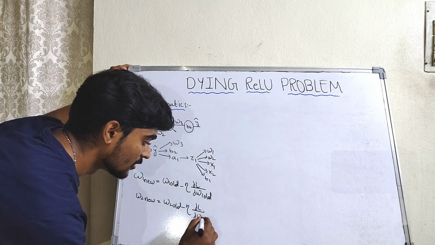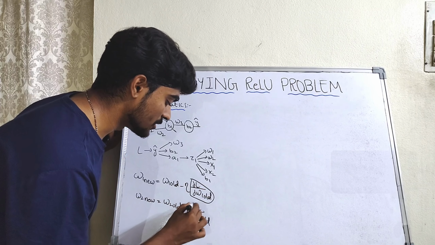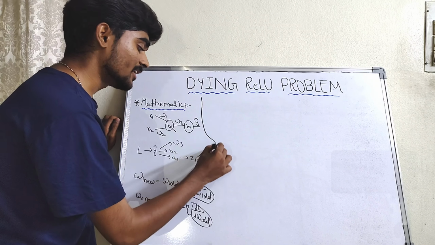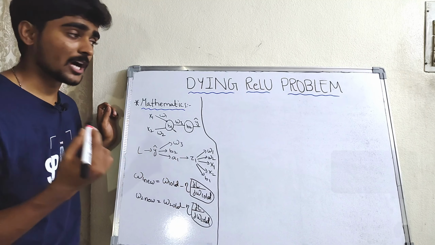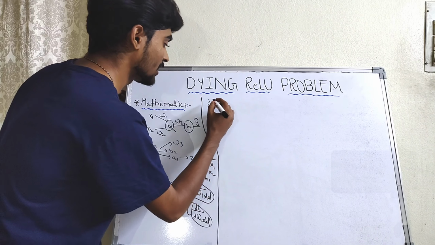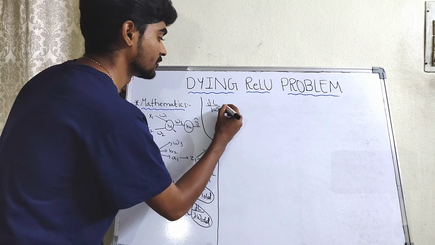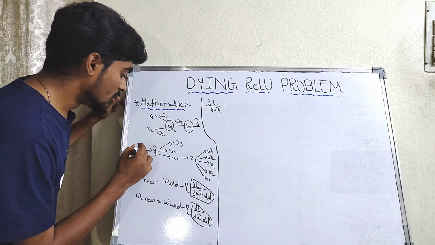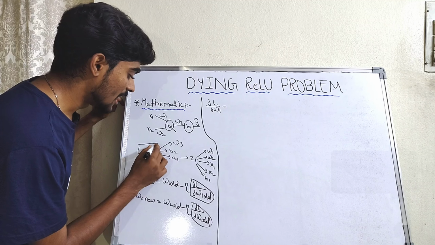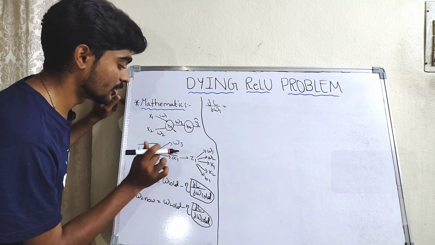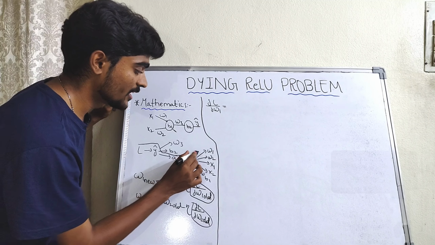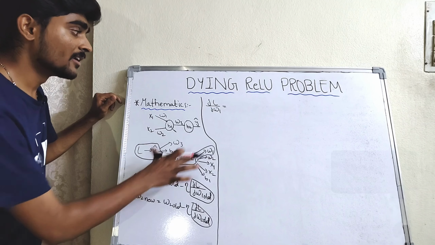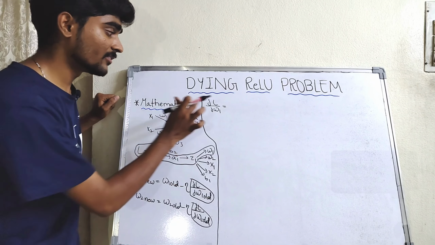Now I said that these two gradient values are 0. Let us see how these gradient values actually become 0. I'll write dou L by dou W1, and follow the chain rule. The loss is dependent on y hat, y hat is directly dependent on A1, A1 is dependent on Z1, and Z1 is dependent on W1. This is the chain with respect to W1.